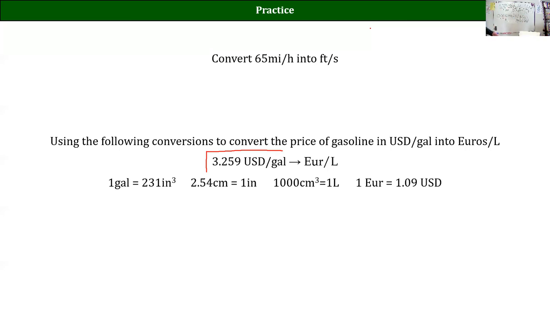And just to get a final answer for closure, we get 0.7899. Although, is this an exact number? Because the exchange rate is a measured number, this is our fewest number of sig figs. The only measured number that we're using as a conversion is going to affect our final number. So we're going to wind up with 0.790 euros per liter.